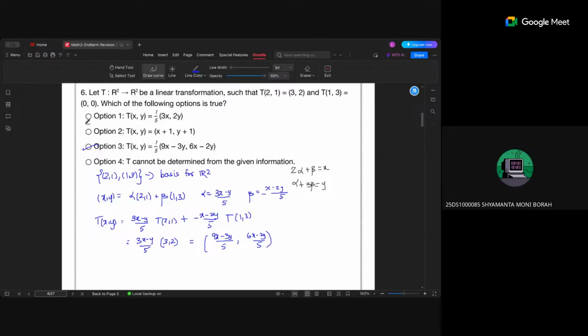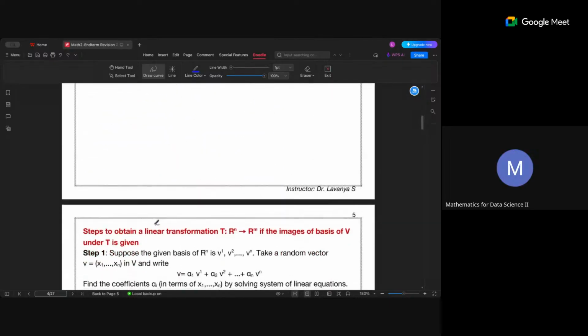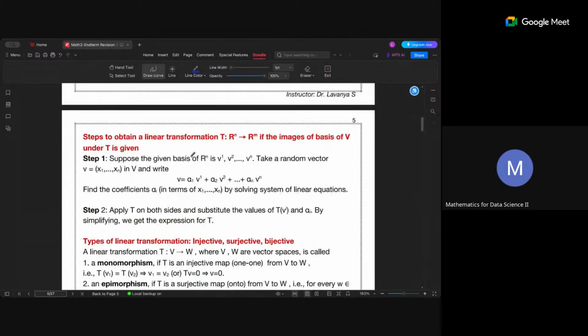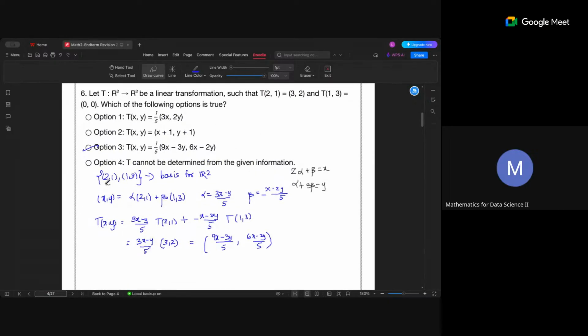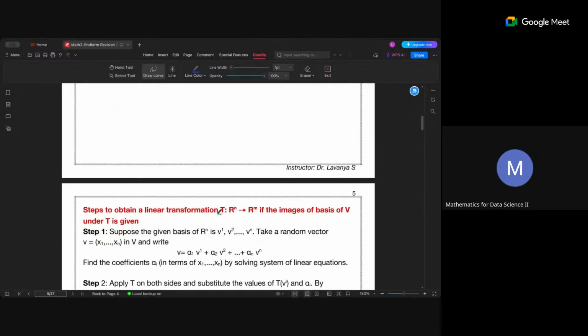Okay. Ma'am, please explain the third step, ma'am. This one? Yes, ma'am. Okay, so let me show it here. See, what is happening here? You have a transformation T from Rn to Rm. So in this case, it is from R2 to R2, right? And then you have a set of basis vectors. So you have some vectors.